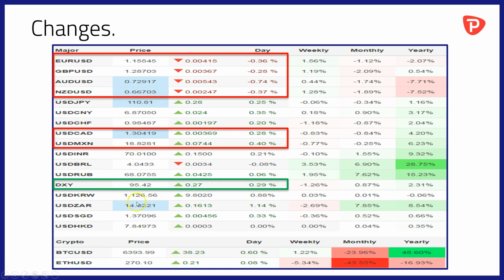Be aware that we are expecting some news today about NAFTA negotiations, or at least those were the rumours, and that could explain some of the movements in Canada and Mexico. Dollar index for its part, a little bit firmer overnight, 95.42 trading shortly before we recorded the video, and that's up by around 0.29% in the last 24 hours.